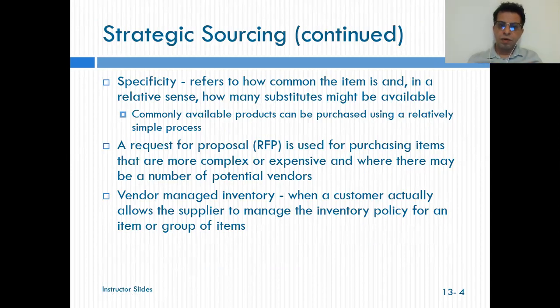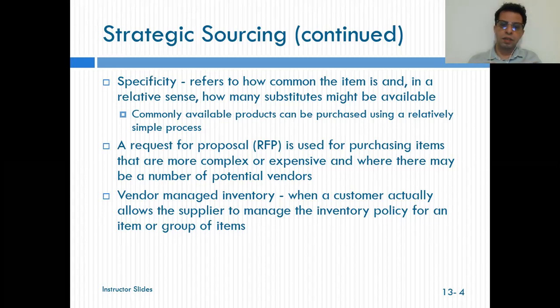Specificity refers to how common an item is, and in a relative sense, how many substitutes might be available. A commonly available product can be purchased using a relatively simple process, like buying bread. When a company or a restaurant wants to buy bread, there are so many sources to buy the bread. Buying a bottle of water, there are so many sources.